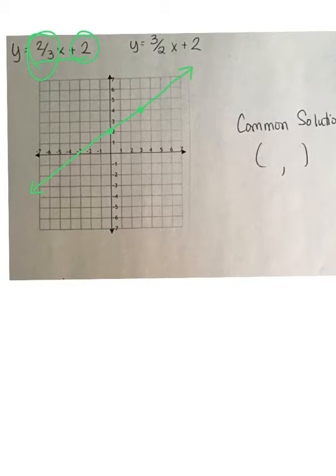Second line: y equals 3/2 x plus 2. Again, we start at a positive 2. From there, we go up 3 over 2, so up 1, 2, 3 over 2. Draw our second line. And you can see that since they both have a y-intercept of 2, they meet right at point 0, 2. So their common solution is 0, 2.